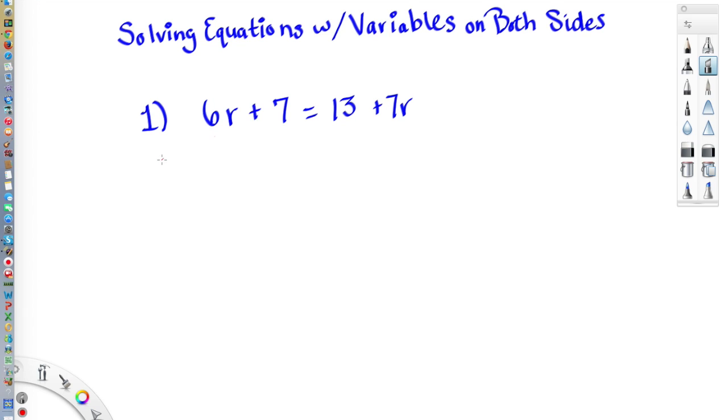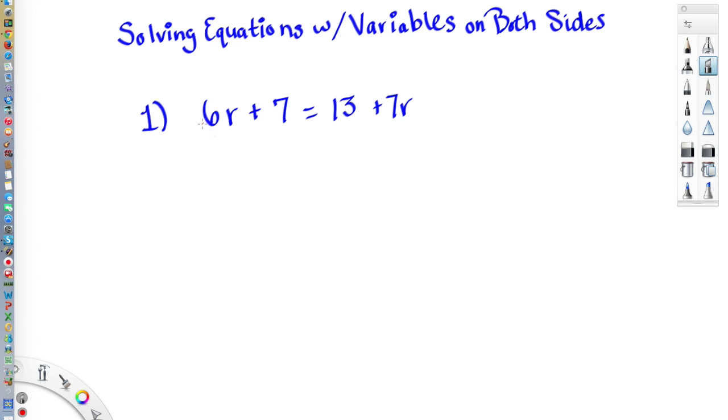But the trick is we need to get the variables only on one side. So we have to get rid of the variables from being on one side and just have them on the other side. Let's take a look at a few problems. Boys and girls, let's start with number 1.